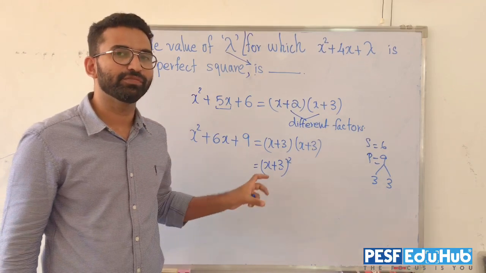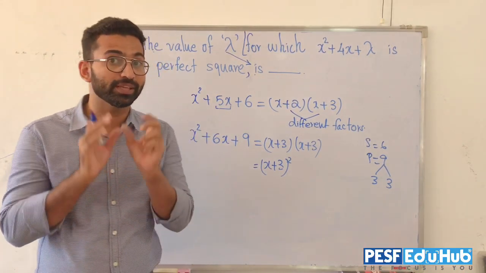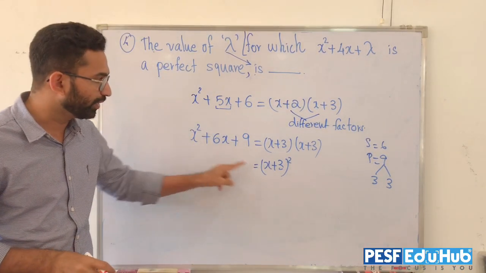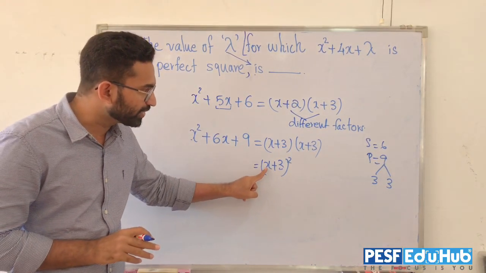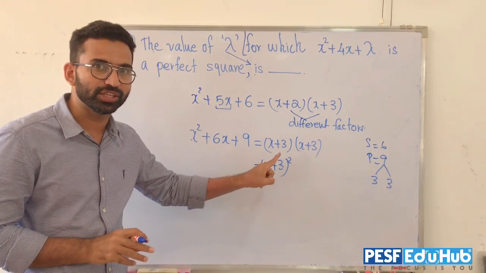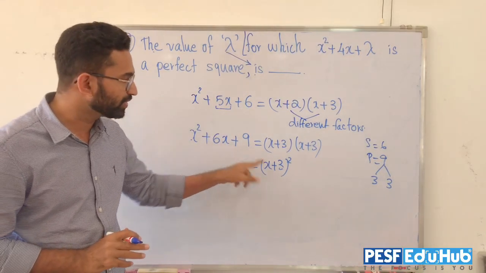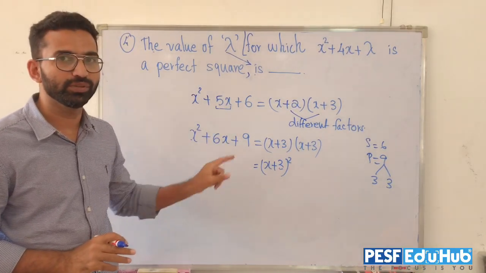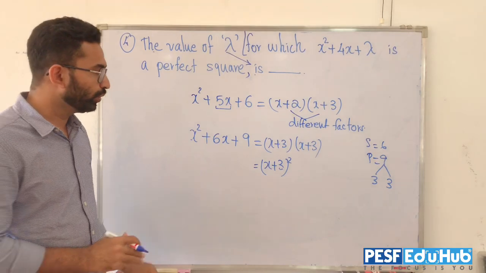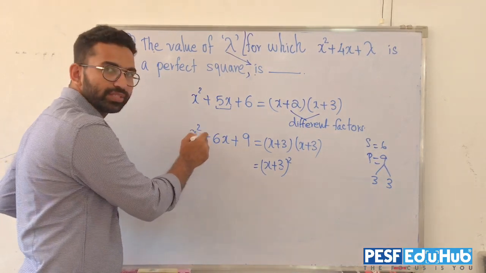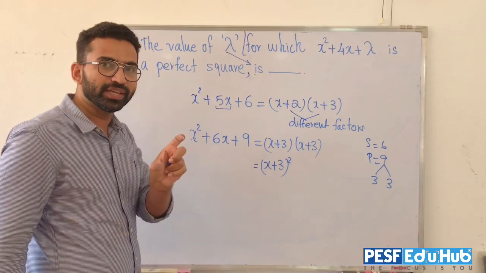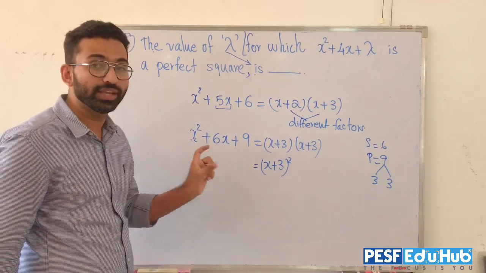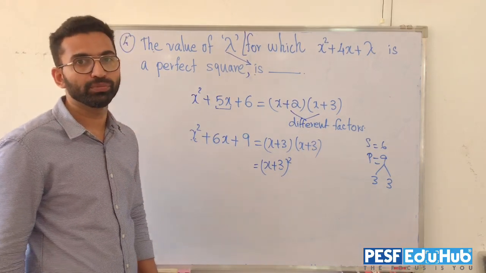My dear friend, this is in fact your a plus b the whole square. What is a plus b the whole square? a square, that is x square, 2 into a into b, that is 2 into x into 3. How much is 2 into x into 3? 6x. And plus b square means 3 square, which is equal to 9, right? So this particular polynomial was actually expressed as x plus 3 the whole square. It means I can say this particular polynomial is a perfect square polynomial.